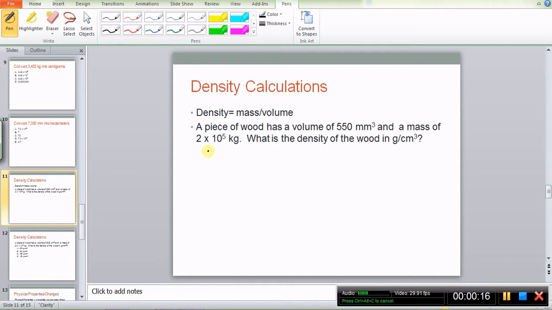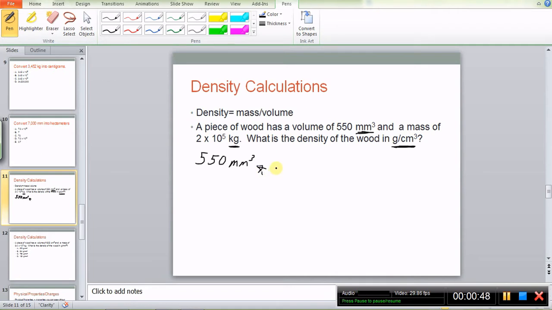So the density calculation that we were doing, remember, we need the answer in grams per centimeters cubed. We have the volume here in millimeters cubed, so we need to convert to centimeters cubed. We have the mass in kilograms, and it needs to be in grams. So we need to do two conversions before we start. So 550 millimeters cubed. See how this pen works so much better when screencasting as opposed to Blackboard Connect anyways.